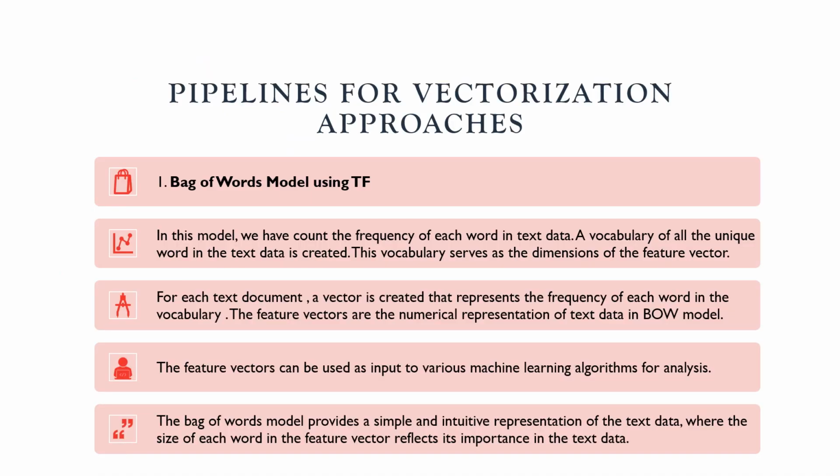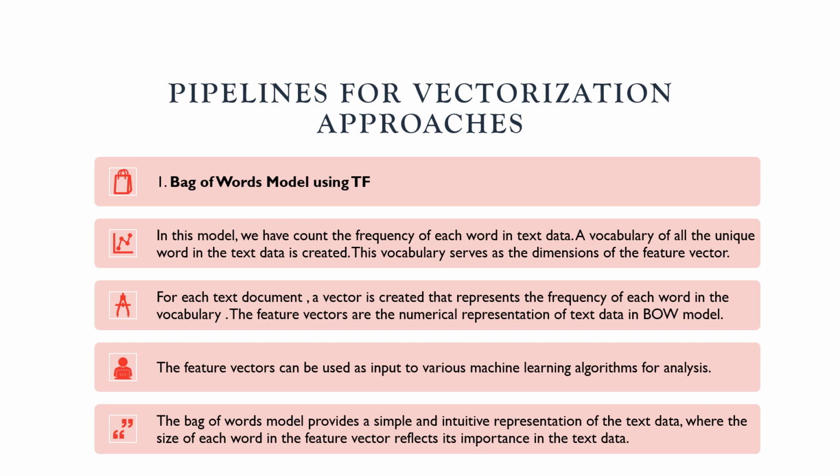Pipelines for vectorization approaches. First one is bag of word model using TF. In this model, we count the frequency of each word in the text data. A vocabulary of all the unique words in the text data is created. This vocabulary serves as the dimensions of the feature vector. For each document, a vector is created that represents the frequency of each word in the vocabulary. The feature vectors are the numerical representation of the text data in the bag of words model. The feature vectors can be used as input to various machine learning algorithms for analysis.